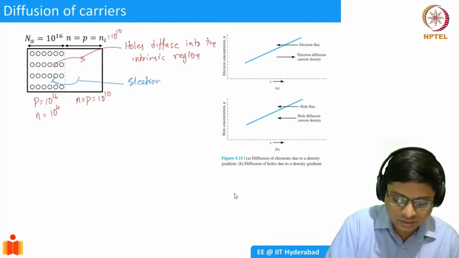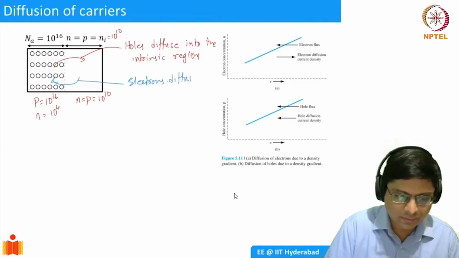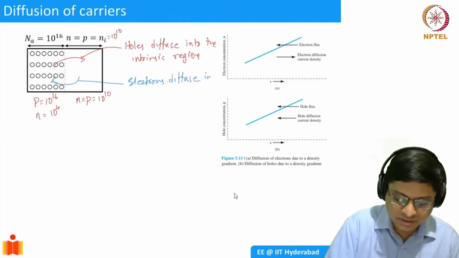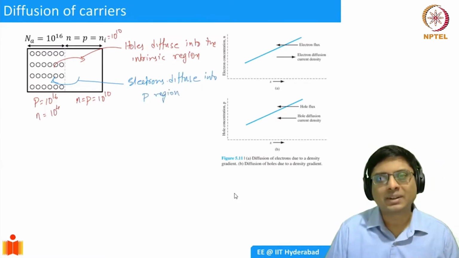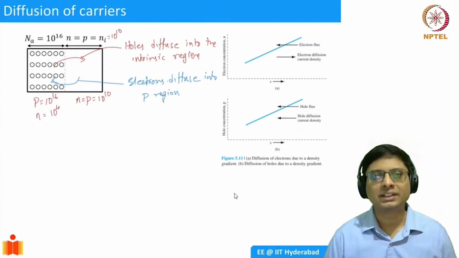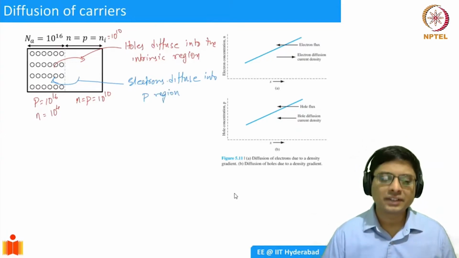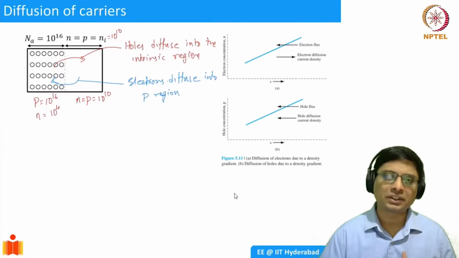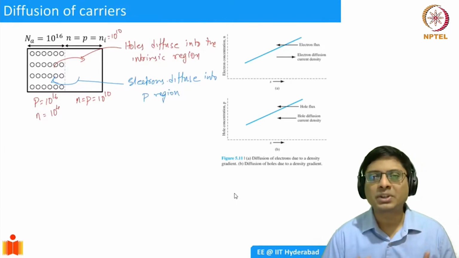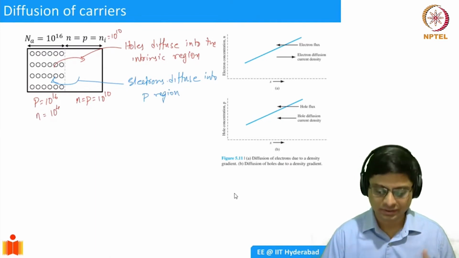Electrons diffuse into, let's say, the P region. Essentially, we saw in drift that both electrons and holes contribute to drift current. Similarly, in diffusion you have both electrons and holes. So basically, majority and minority carriers both will contribute to current conduction in any case.